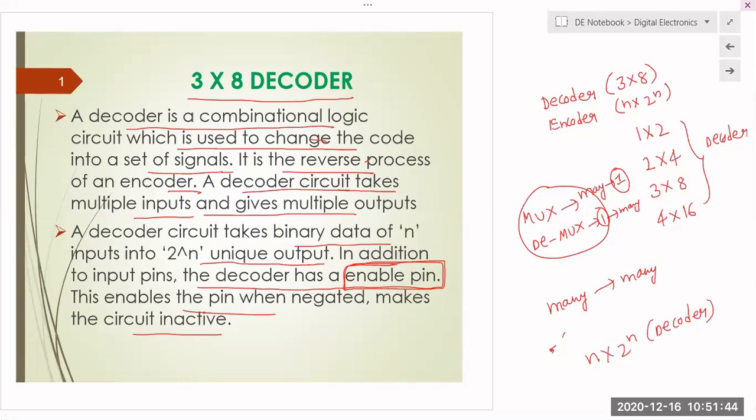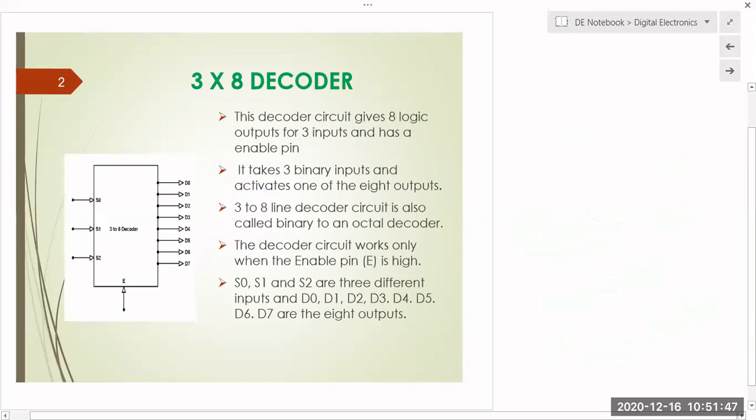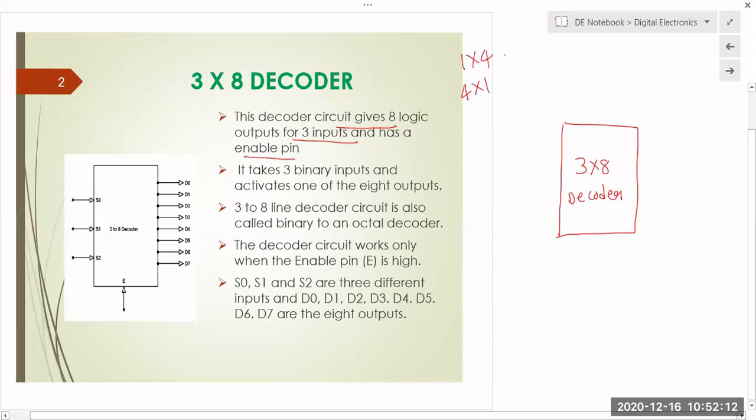So this is your decoder circuit. The decoder circuit gives 8 logic outputs for 3 inputs and has one enable pin. That's why this is your 3 to 8 decoder. The 3 to 8 decoder is in our syllabus. You can also take a 2 to 4 decoder. In our syllabus we have 1 to 4 multiplexer, 4 to 1 demultiplexer, and we have 3 to 8 decoder and the remaining one is 8 to 3 encoder.